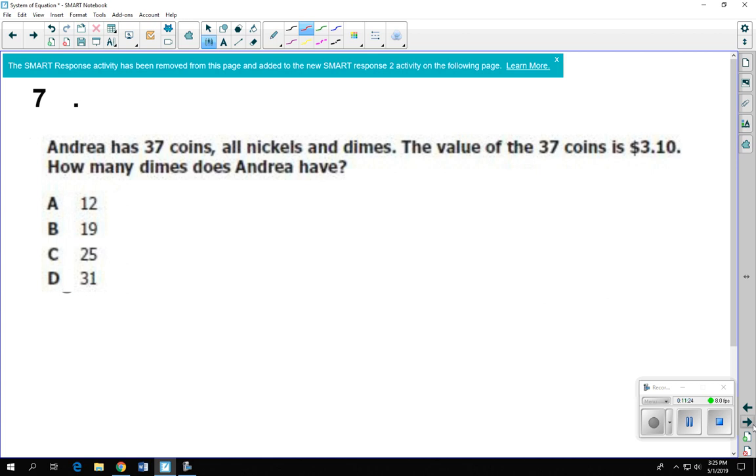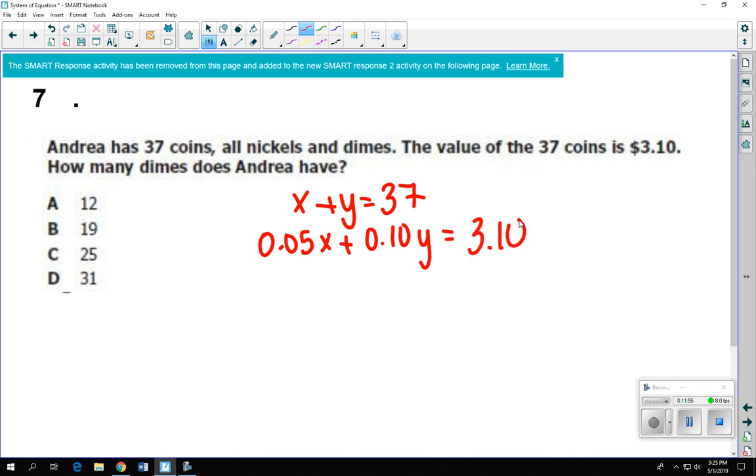Looking at a word problem, we're going to first set this up. Andrea has 37 coins, all nickels and dimes. The value of the 37 coins is $3.10. How many dimes does Andrea have? So to start out, we know she has 37 coins. That describes my first equation of x plus y is going to equal 37. Now we're looking at the value of money. We know nickels are going to be 5 cents, plus the dimes are going to be 10 cents. And that will equal the $3.10 in the end.